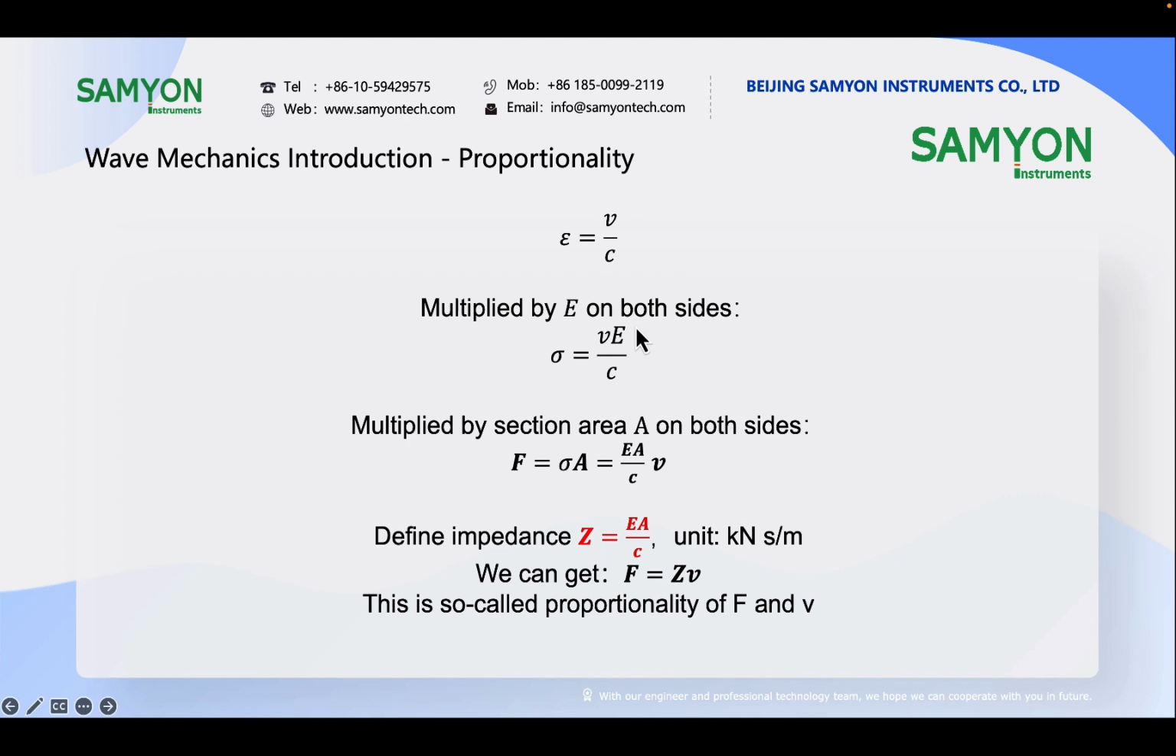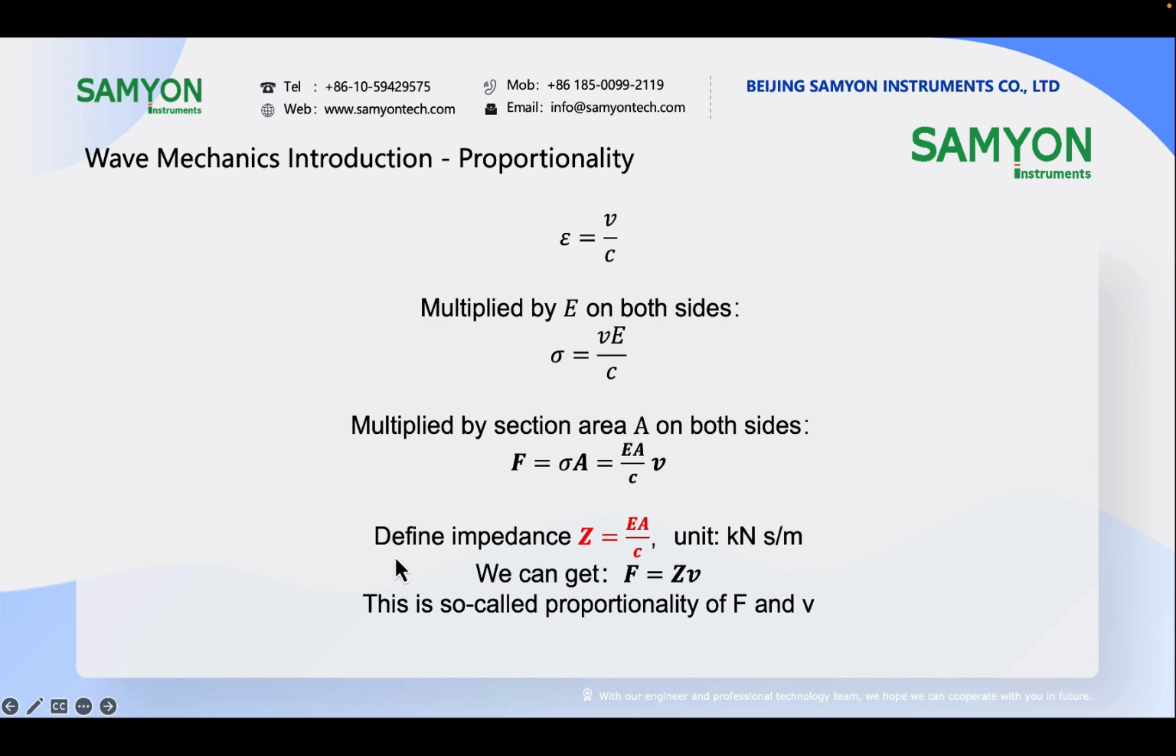With this formula, we multiply the elastic modulus on both sides. We know that strain times elastic modulus E gives stress. And on the right side, we get this formula. And again, we multiply by the section area A on both sides. On the left side, stress times area A, we get the force F. And on the right side, we get EA divided by c times V.